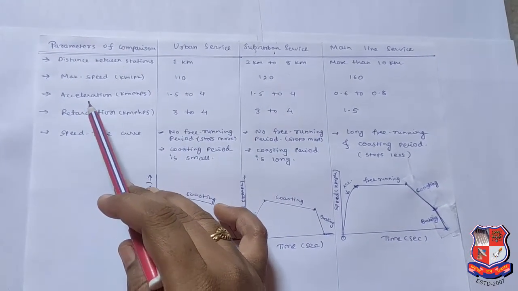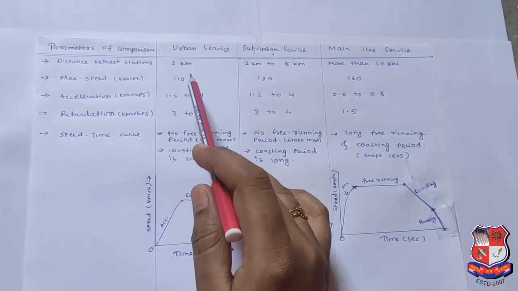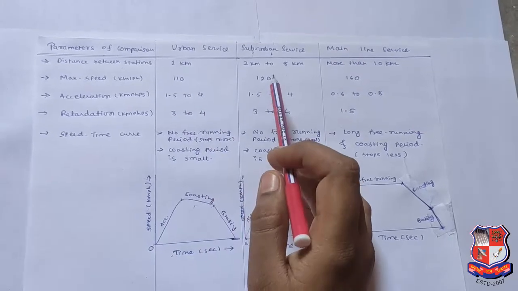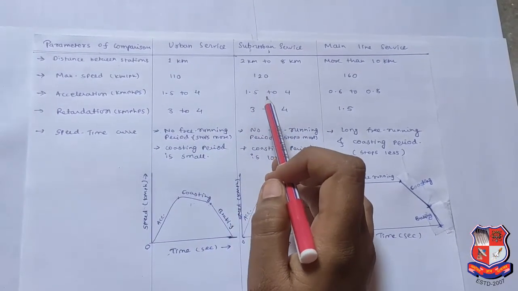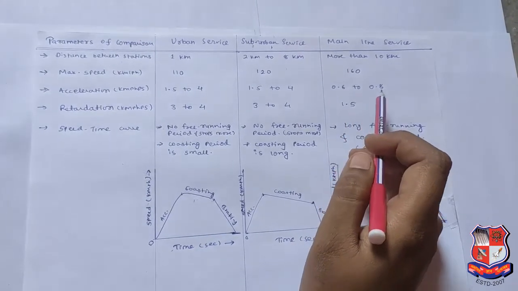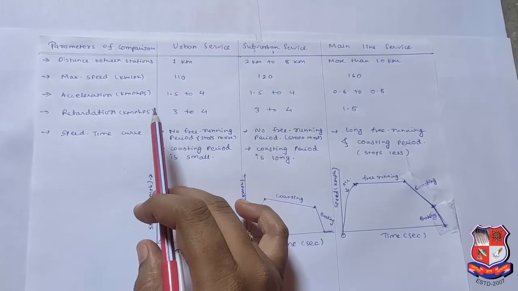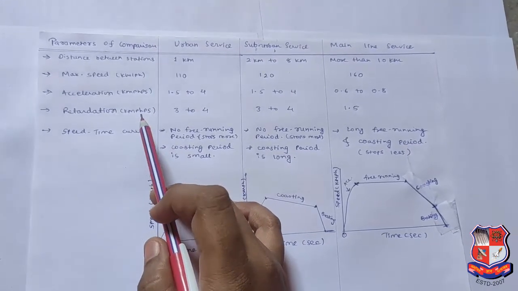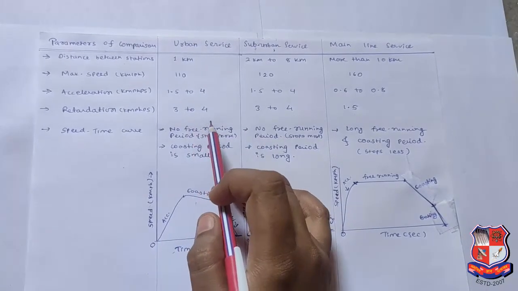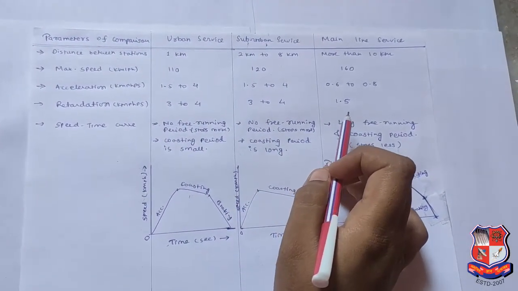Next, acceleration in kilometer per hour per second. So that is urban services 1.5 to 4, same as suburban 1.5 to 4, and mainline services 0.6 to 0.8. Next, retardation or braking retardation, also the unit is kilometer per hour per second. Urban service 3 to 4, suburban same, and mainline 1.5.